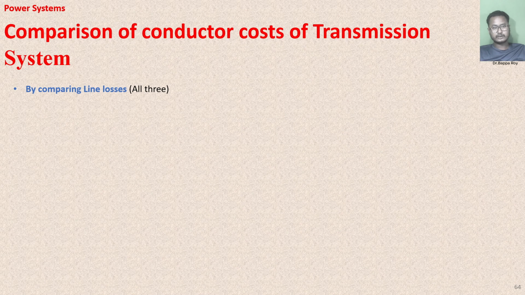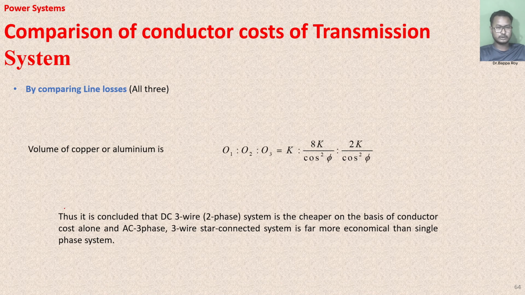So by comparing the line losses, we'll just compare all three. Here, volume of copper or whatever conductor material we'll use: V1, V2, V3. These are the three volumes we have just calculated. The first system is three conductor, two middle conductor earth, then two conductor, then three conductor, three star connected. So it concludes that the DC three-wire two-phase system is the cheapest on the basis of conductor cost alone, because it's giving less volume.